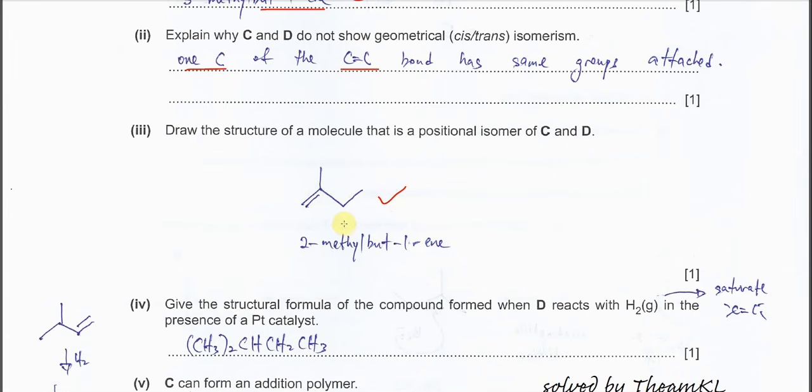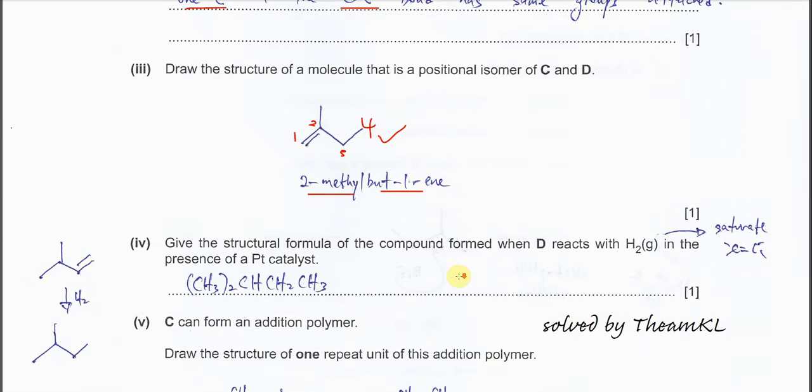So now we got a new positional isomer, and the name is 2-methylbut-1-ene. So this is the first carbon, second, third, fourth carbon. And this double bond also starts from the first carbon, so it's but-1-ene. And now the second carbon has a methyl group, so it's 2-methylbut-1-ene.